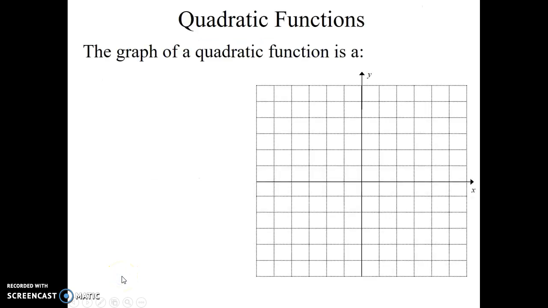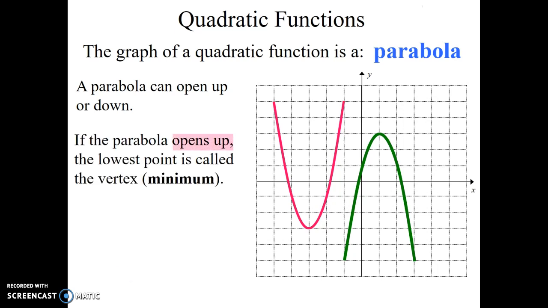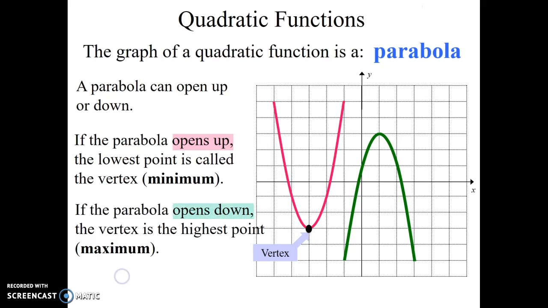Okay, so first let's just look at quadratic functions and what the graph of a quadratic function looks like. First of all, it is called a parabola. A parabola can open up or down, and if the parabola opens up, the lowest point is called the vertex, which is also called the minimum of the graph. If it opens down, the vertex is the highest point, and it is still called the vertex, but it is the maximum of the graph.